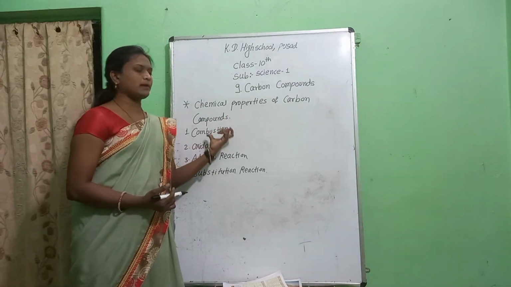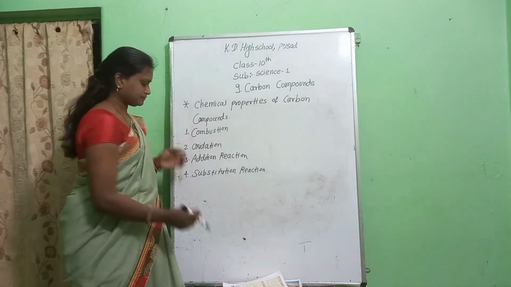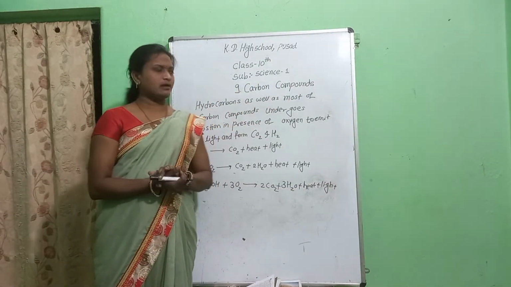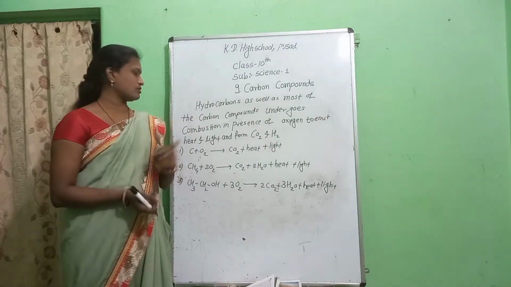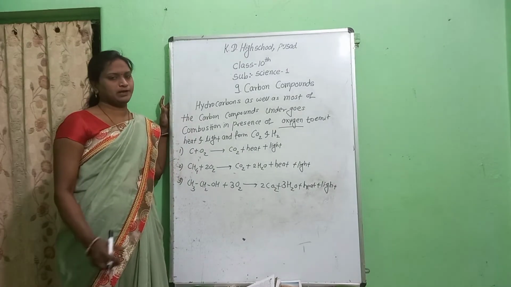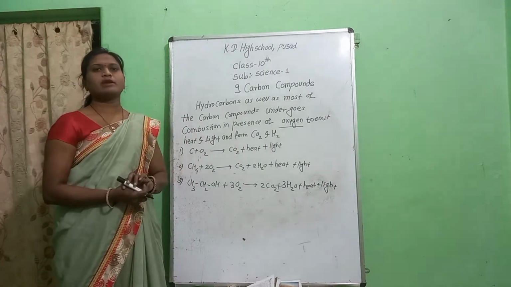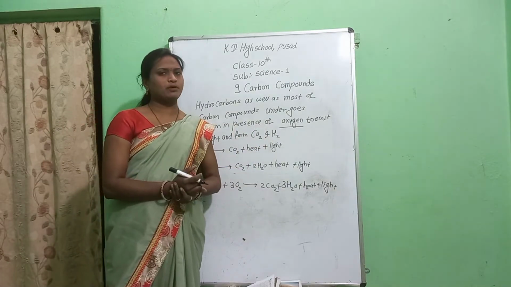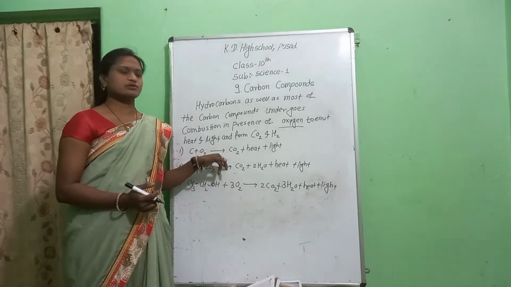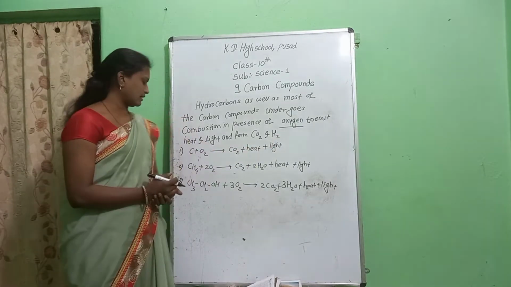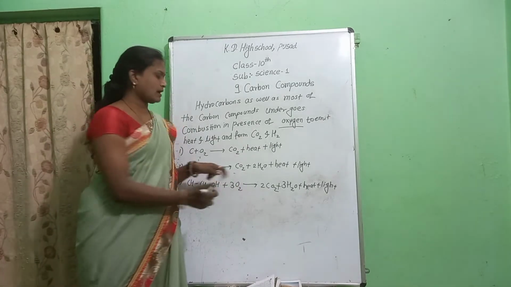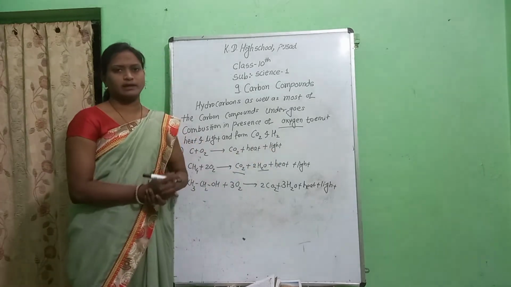The first chemical property of carbon compounds is combustion. Hydrocarbons as well as most carbon compounds undergo combustion in the presence of oxygen. During combustion, they emit heat and light, and every time carbon dioxide and water are formed as common products. These are some examples of combustion reactions. When carbon combines with oxygen, it forms carbon dioxide, emitting heat and light energy. Methane, when it burns in the presence of oxygen, forms carbon dioxide and water as common products, and heat and light are emitted.